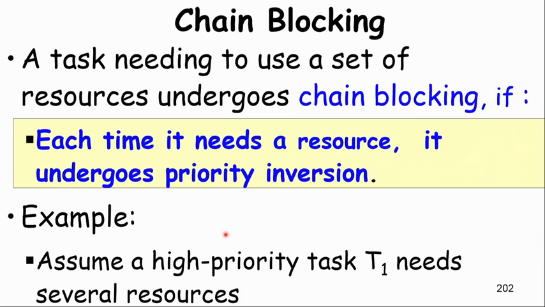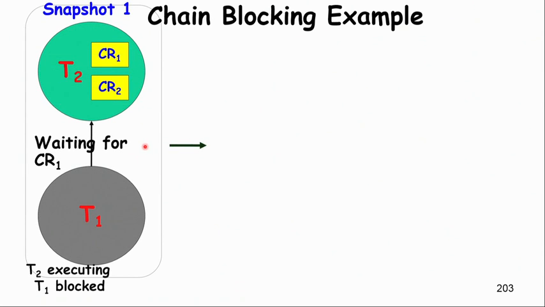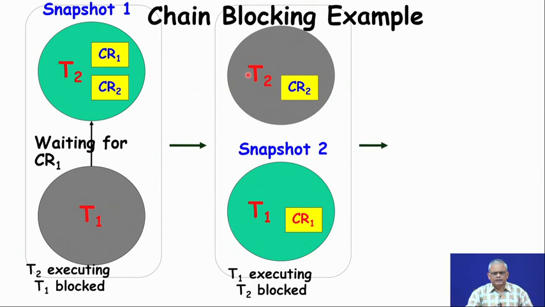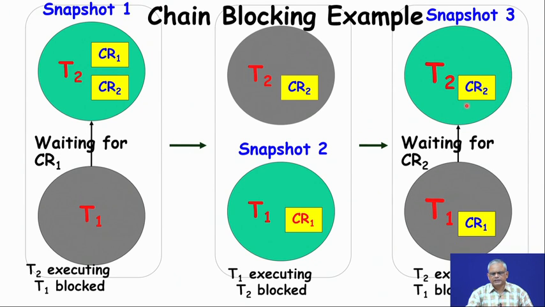Let us assume that the highest priority task T1 needs several resources. Let us say it needs 2 resources. So, task T1 initially blocks for CR1 because T2 is holding CR1 and CR2. After some time, T2 releases CR1 and T1 starts executing, but then after some time it needs CR2 and again it blocks for CR2, but in the process it undergoes priority inversion.